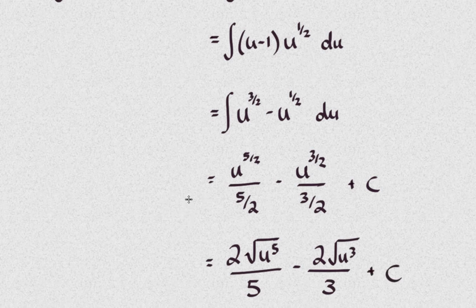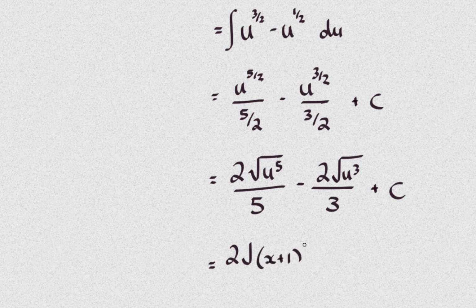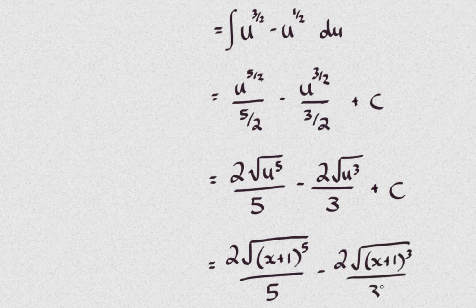Our final job is just to undo the substitution that we started with originally. So remember, we use the substitution u equals x plus 1, and so we can go and replace u with that x plus 1. And once we've done that, we have our final solution.